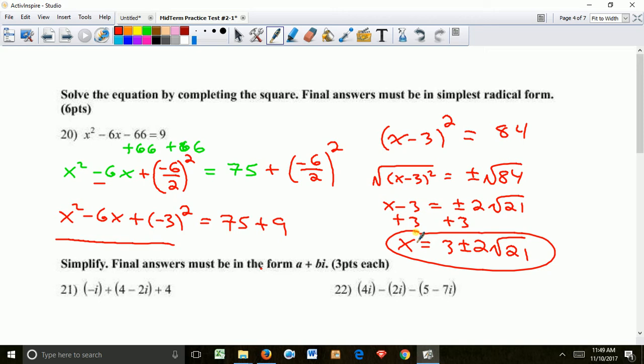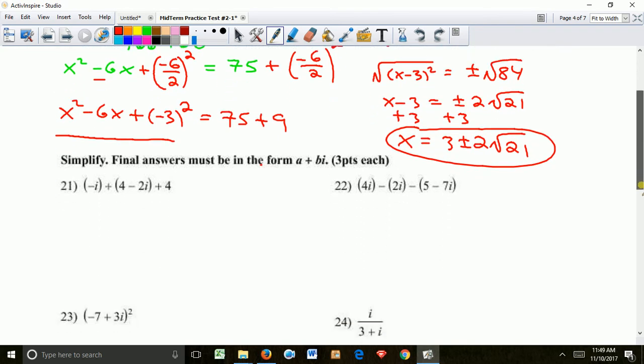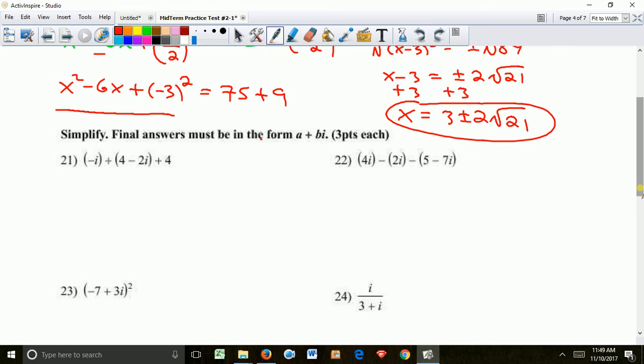Moving on to the imaginary numbers. Simplify. Final answers must be in the form a plus bi. So in these, don't forget that i squared is equal to negative 1, since the square root of negative 1 is equal to i. Here you're just combining like terms, so take that 4, add 4, get 8. Negative i minus 2i is a negative 3i. And you're done. Again, make sure that you have the real part first and the imaginary part last.